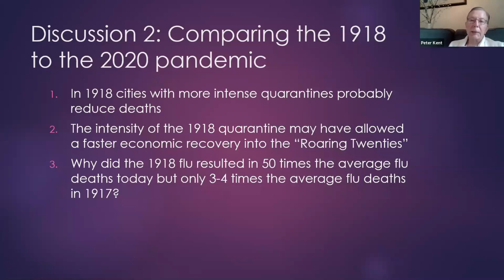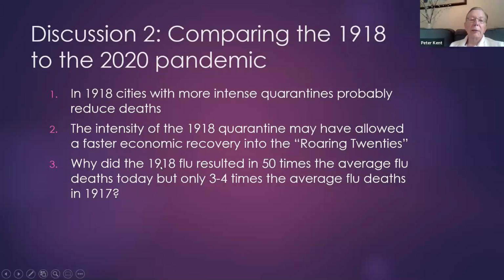So what I got out of all of this comparing the 1918 to the current pandemic is that in 1918, the cities who had more intense quarantine enforcement probably did reduce deaths. The intensity of the quarantine may have allowed faster economic recovery, but I can't say that based on the data that I looked at. And we're going into the roaring 20s. So actually, the economic recovery from the 1918 was fairly fast.